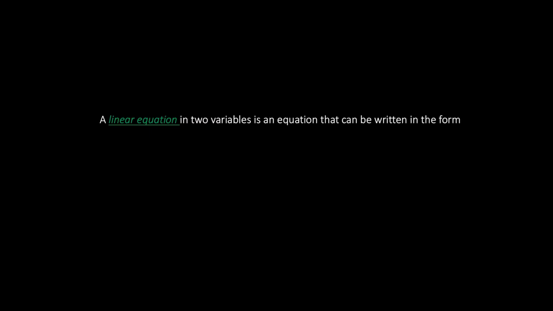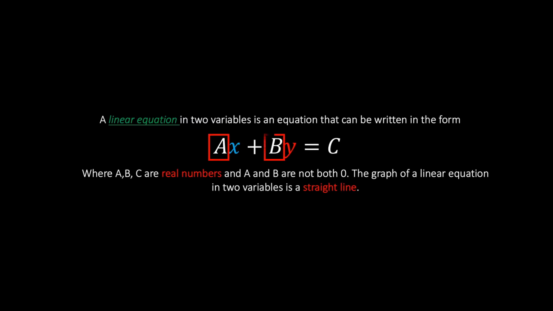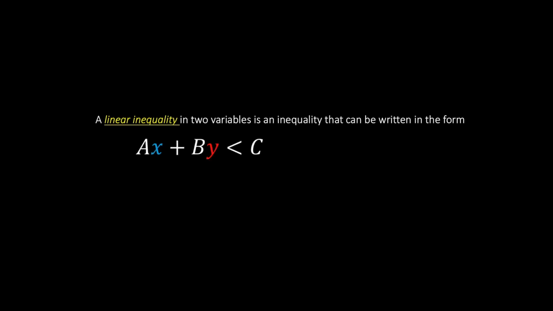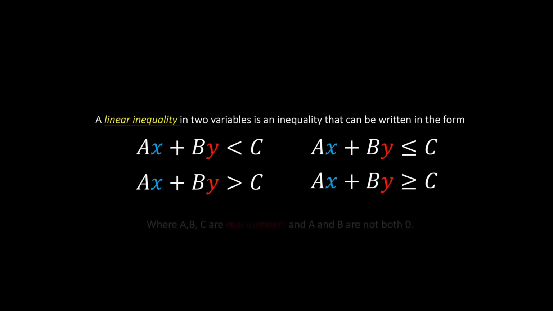So remember when we talked about linear equations and how they can be written in the form ax plus by is equal to c, where a, b, and c are real numbers? Well, a linear inequality is similar, but instead of having an equal sign, it has a less than, greater than, less than or equal to, or greater than or equal to sign.